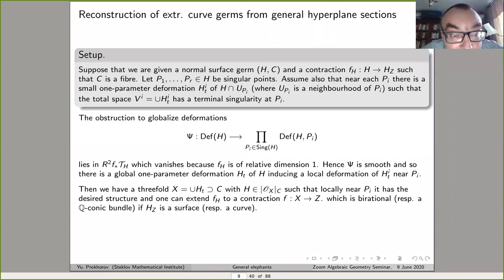We take a one parameter deformation like this, and we have a total space. We have C inside. And such a thing locally near each P_i looks like it has the desired structure, which we put upstairs. So we can extend. Another point, which is a little bit technical but in fact doable, is that we can extend our F to the contraction of the whole X. We have not only a threefold, but it comes with a contraction to the base.